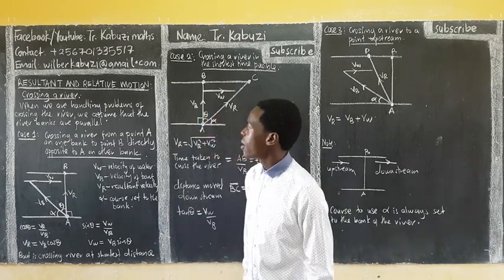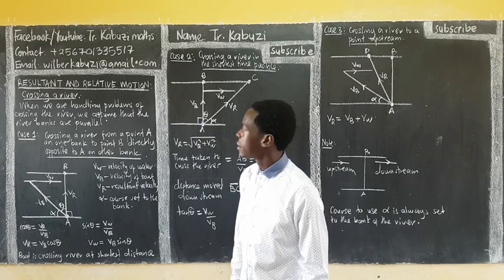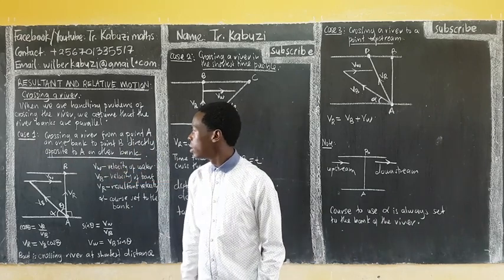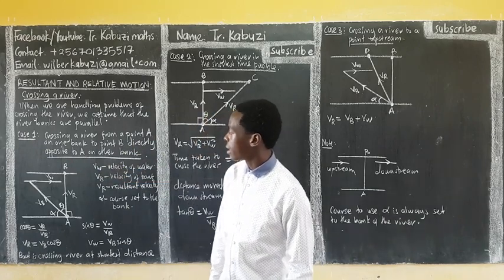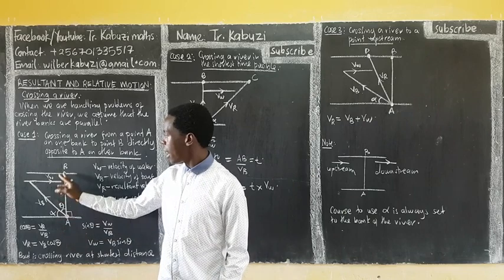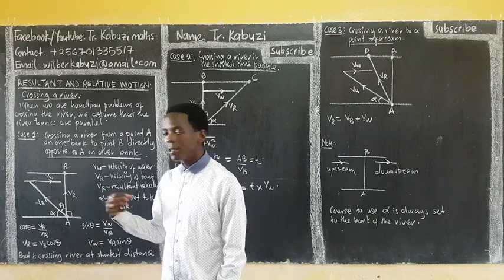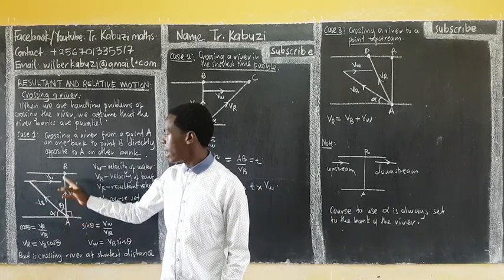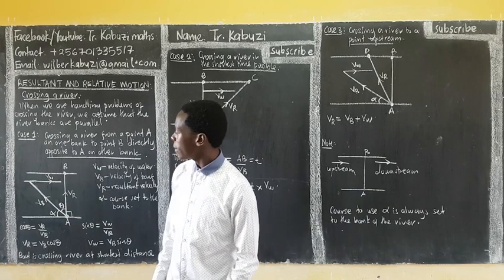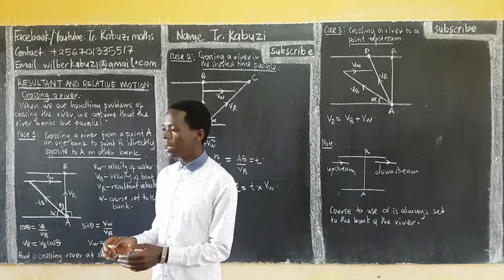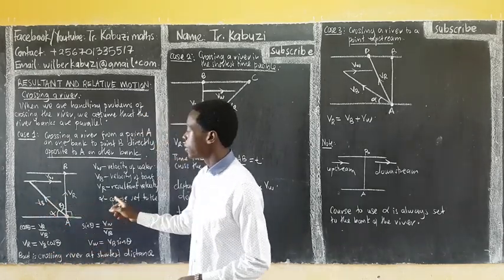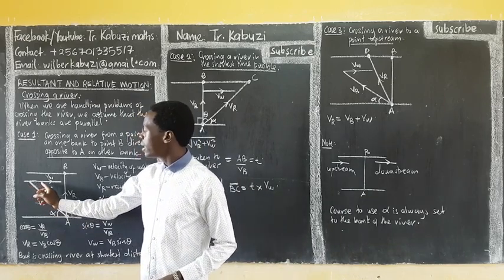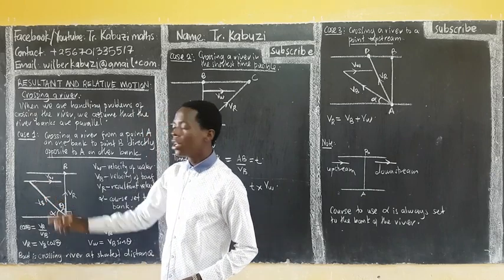Case 1, crossing a river from a point A on a bank to a point B directly opposite to A on the other bank. So you want to cross from here up to here. In simple terms, this is what we call crossing the river with the shortest distance. Because the water is flowing in this direction, you have to set a course in this direction so that the flow of water is pushing you to where you want to be.